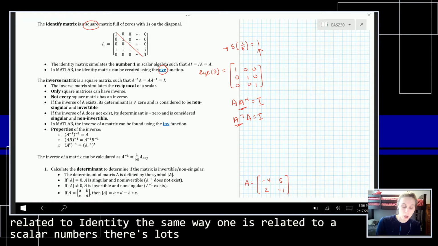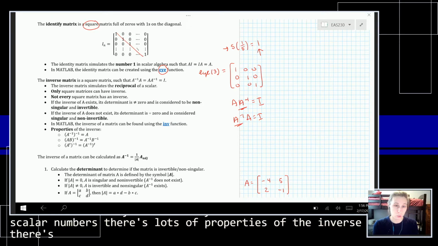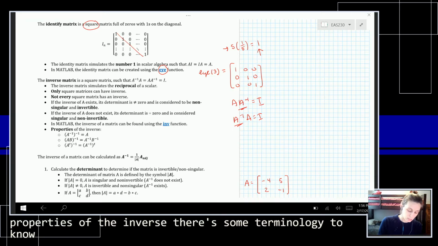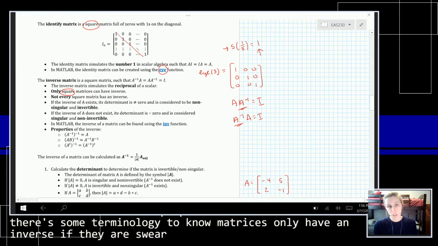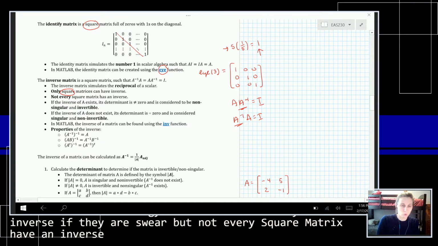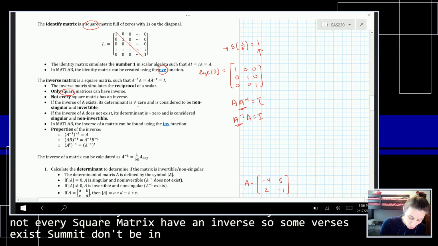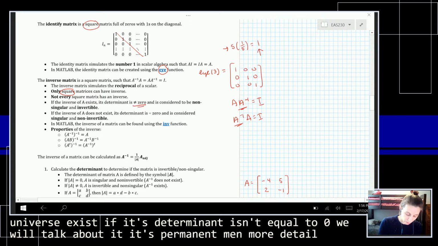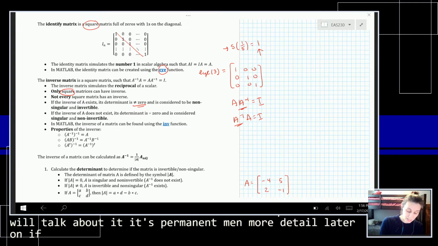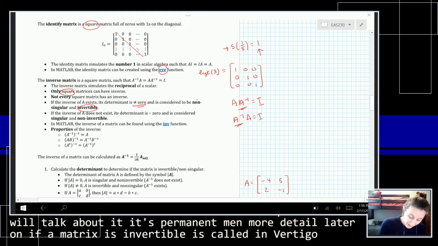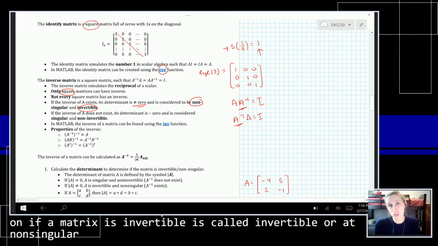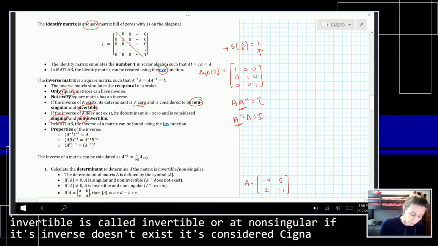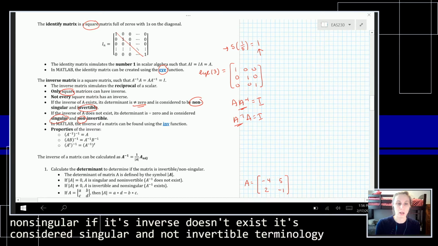There are lots of properties of the inverse, and some terminology to know. Matrices only have an inverse if they are square, but not every square matrix has an inverse. So some inverses exist, some don't. The inverse exists if its determinant isn't equal to 0. We will talk about the determinant in more detail later on. If a matrix has an inverse, it's called invertible or non-singular. If the inverse doesn't exist, it's considered singular and non-invertible. Just some terminology for you to know.